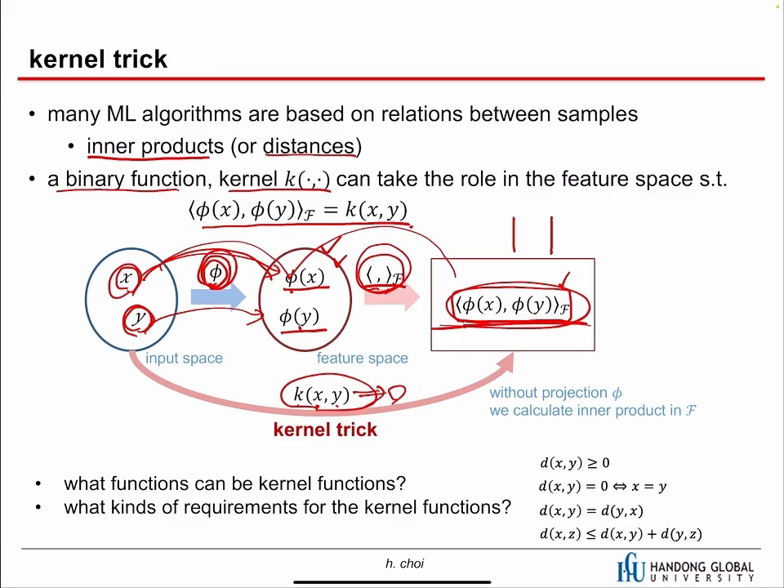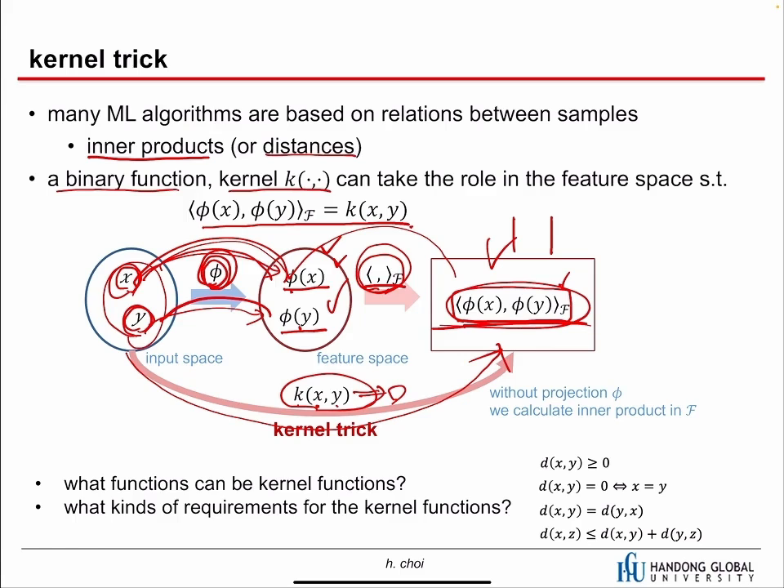In the traditional process, we have to map these vectors to the feature space, and then we have to apply the inner product to get this inner product. But instead of transforming all the data samples, we just skip that. We just use the kernel trick to go directly to this. So this is the trick. Then now we have another question.